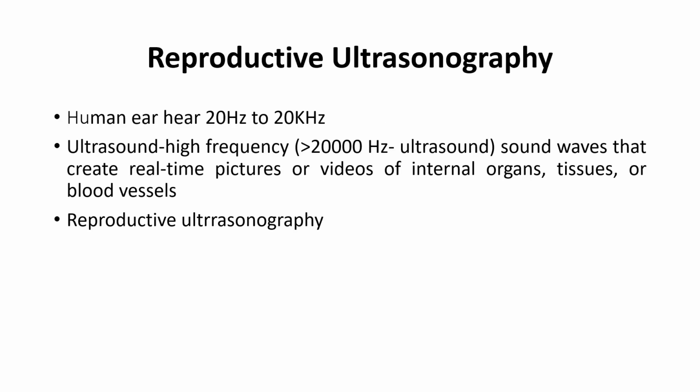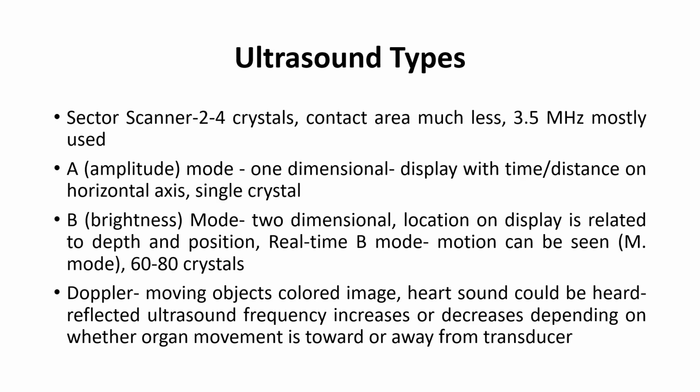And the topic of my presentation is reproductive ultrasonography in animals. As it is elaborated, the human ear can hear sounds from 20 hertz to 20 kilohertz, and so ultrasounds are high frequency sound waves that are more than 20,000 hertz. When these waves are used to scan objects, especially the reproductive organs, it is called reproductive ultrasonography.